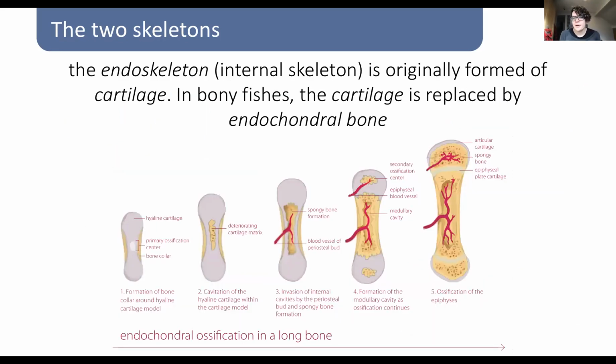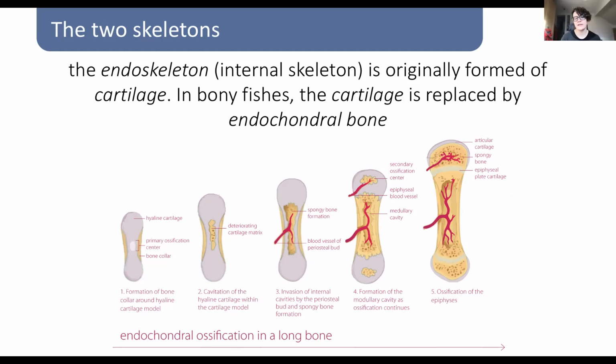What do I mean by endochondral bone and preformed in cartilage? Well, the internal skeleton of both bony fishes and cartilaginous fishes is originally made of cartilage. And you can think about a baby's skeleton. Babies, when they're born, most of their bones aren't actually bone, they're made of cartilage. But in bony fishes, which of course includes humans, during ontogeny, that cartilage is surrounded by what we call a collar of perichondral bone, and eventually it's replaced by endochondral bone.